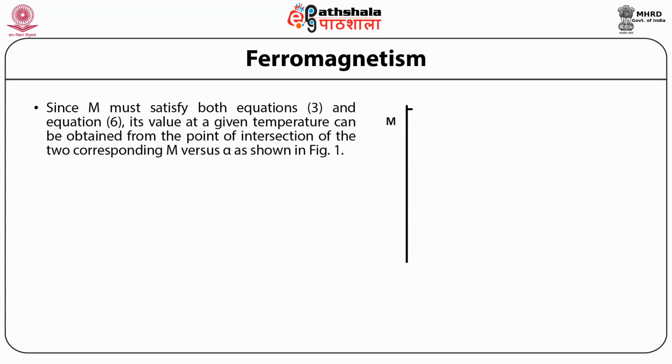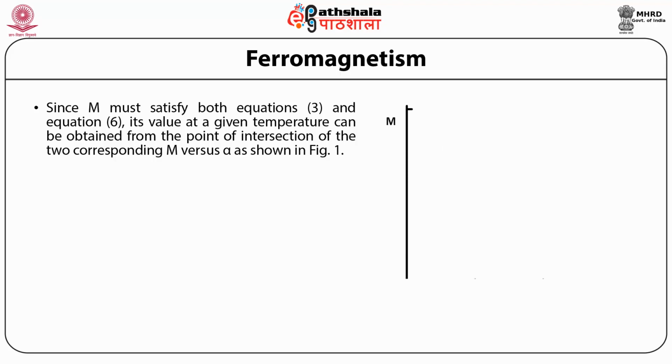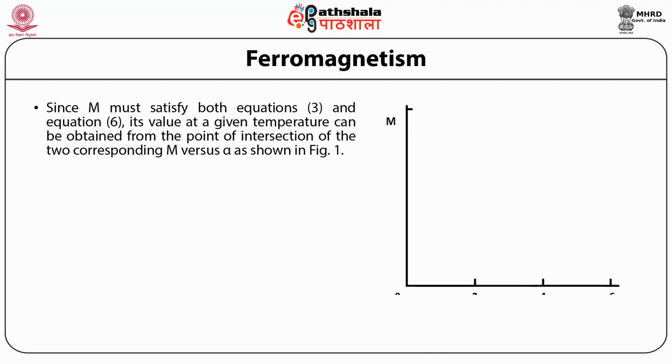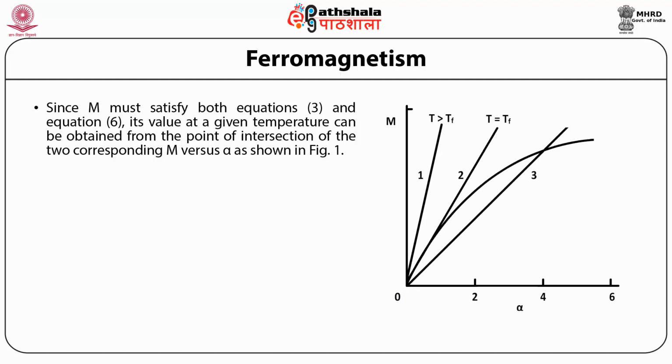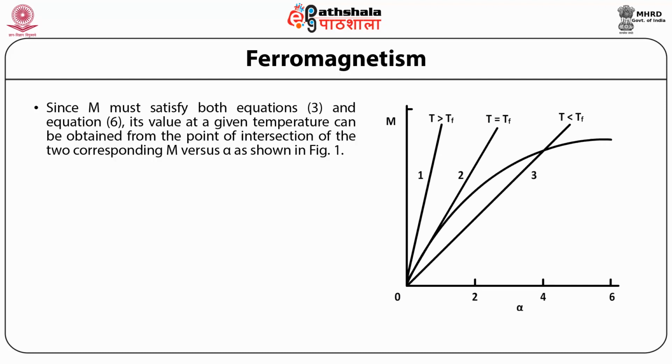Since magnetization M must satisfy both equation 3 and equation 6, its value at a given temperature can be obtained from the point of intersection of the two corresponding M versus alpha curves, as shown in figure 1. From figure 1, on the x-axis it is alpha, on the y-axis it is M. So there are three conditions: when T is greater than T_C, when T is equal to T_C, and when T is less than T_C. We find that when T is greater than T_C, there is no intersection.